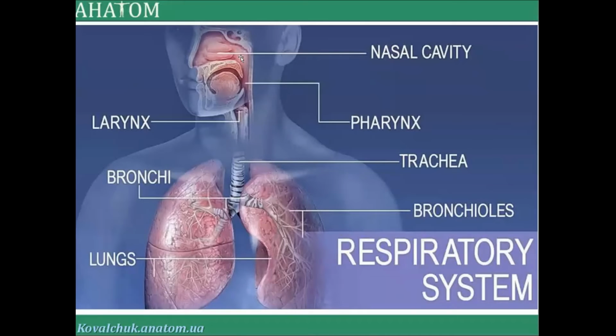Nasal cavity, first part of the respiratory system, you know, nose, next one, vestibulum, nasal cavity propria, and nasal cavity connects with sinus, four sinuses of the skull. Next one is the pharynx, three parts: nasal, oral, and laryngopharynx. Next, larynx with two parts, vestibulum and infraglottic cavity.